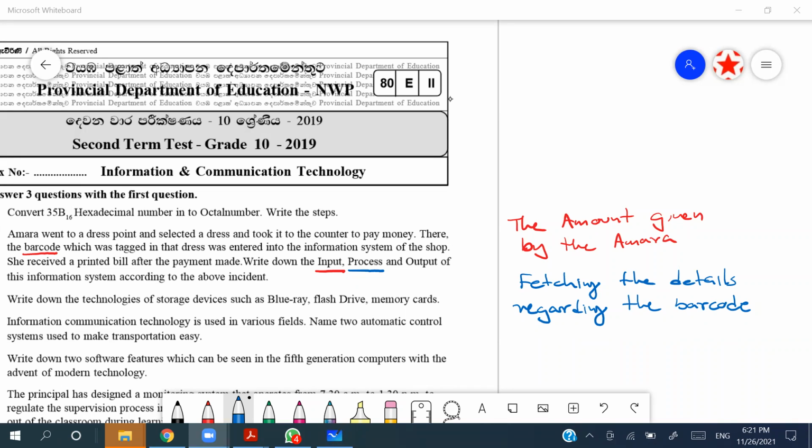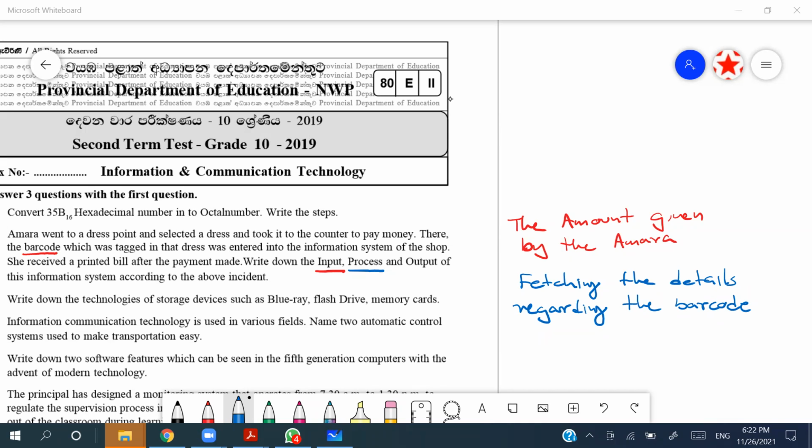Now, the second one, read the barcode by the system of the shop according to the given information in the system. Now that is not showing any connection. It's better you say read the barcode and fetch the details, or obtain the details which are stored in the information system. It is not given to the information system. No, Chanuri, you can't say entering the barcode to the information system, because that is kind of an input, not a process.